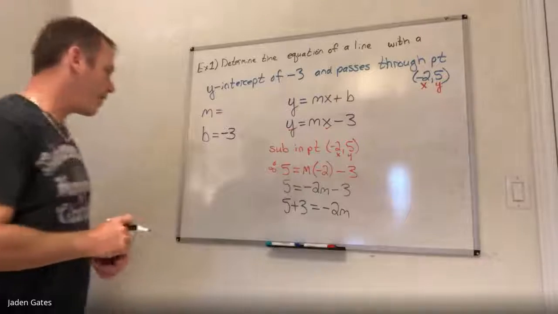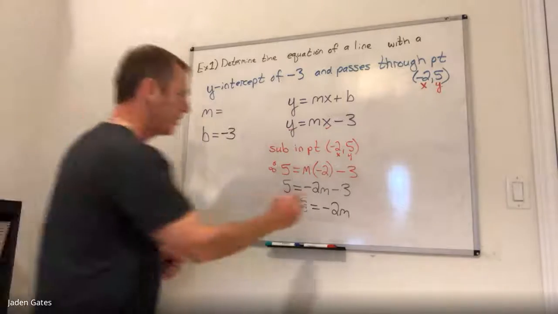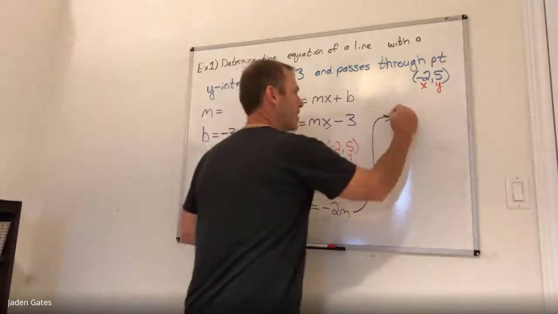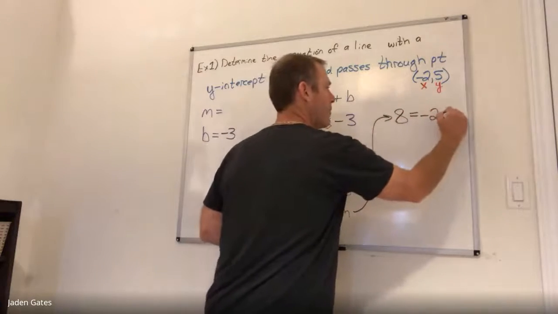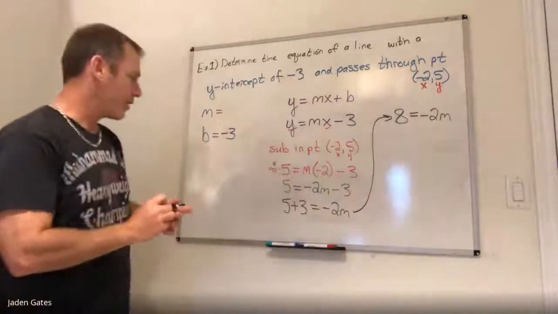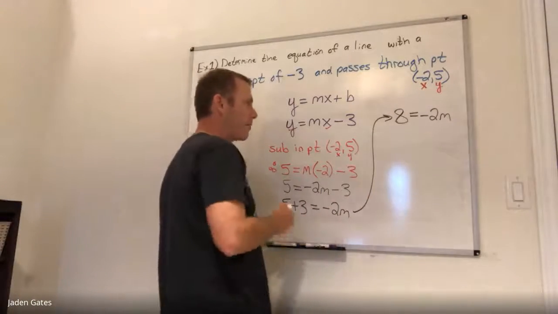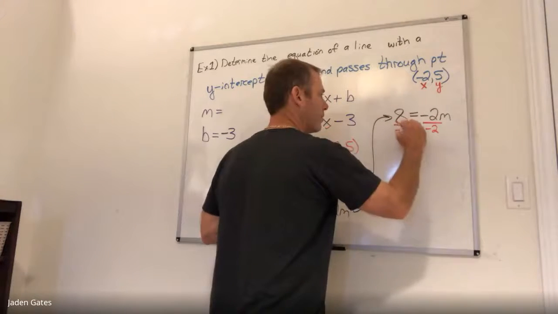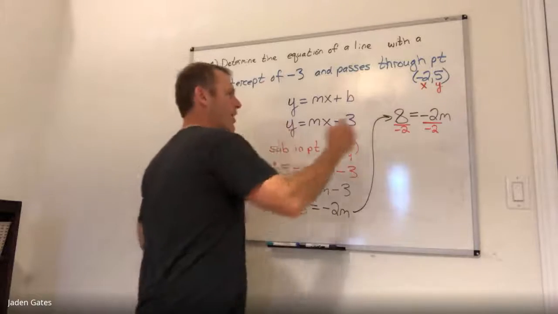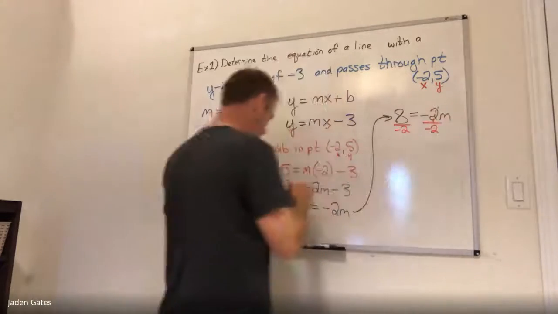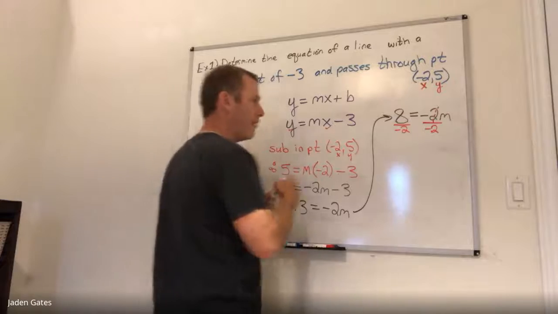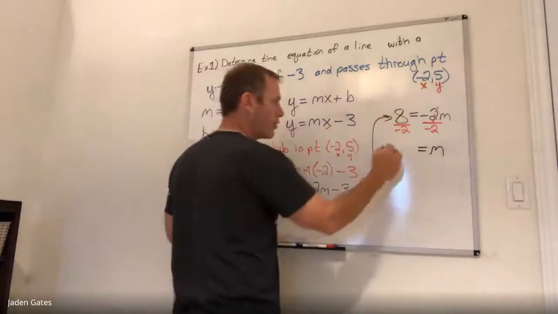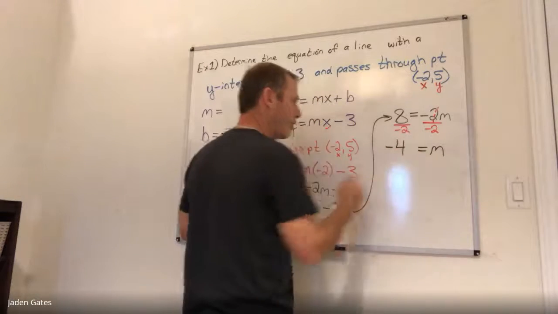So I have 5 plus 3 equals -2m. And 5 plus 3 is 8, equals -2m. And I've isolated the variable. The last step is to divide by my numerical coefficient, which is always the number in front of your variable. Those -2's divide each other out, and my m value is going to equal 8 divided by -2, which is -4.